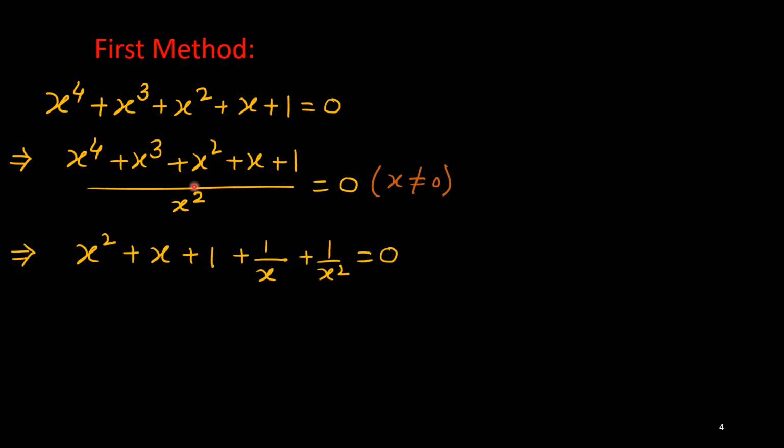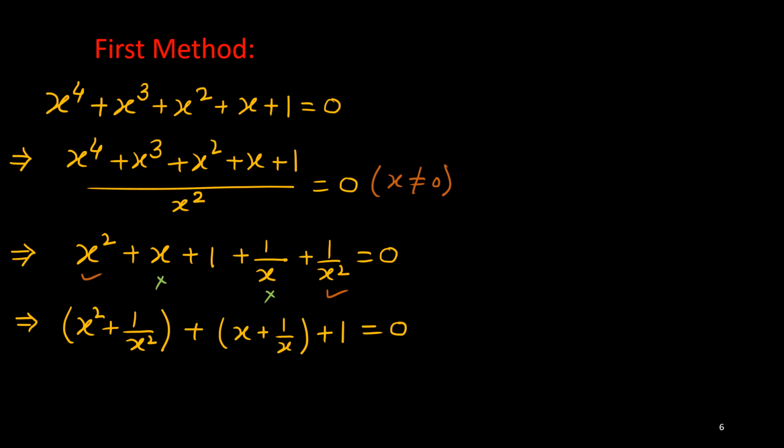If I divide by x square, then x4 upon x square becomes x square. X cube upon x square is x. Then this will cancel, it is 1. Then it is 1 upon x, and this will be 1 upon x square. Now I'll rearrange this equation a little bit. The first term and last term I'll combine together. Then these two I'll consider first, x plus 1 upon x, and then the last one is 1.